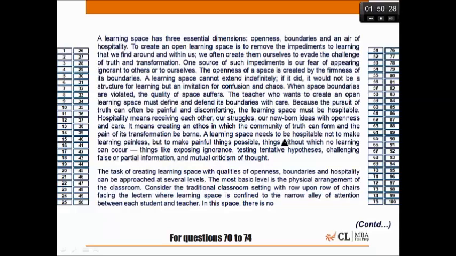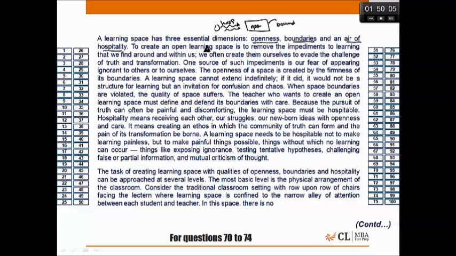The learning space has three S's. Oh, okay. Openness, boundaries, and an air of hospitality. We need to understand what open means. It has to be open. It should have boundaries. You're saying it must be open, but then it must have boundaries and an air of hospitality. Okay, let's see what that means.